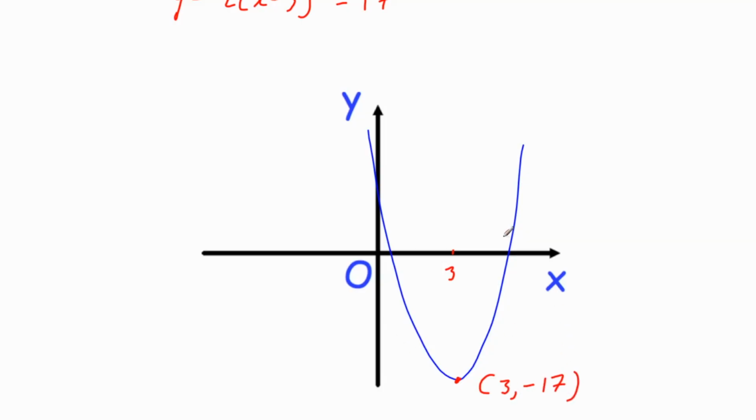And then in the question it asks us for the coordinates of the points where it crosses the axes. So we need to find the coordinate where it crosses the y-axis. That's going to be quite straightforward. We can just substitute x equals 0 into the equation we were given. And then we need to find where it crosses the x-axis. And that's where we'll let the equation equal 0 and solve it. So let's find where it crosses the y-axis to begin with.